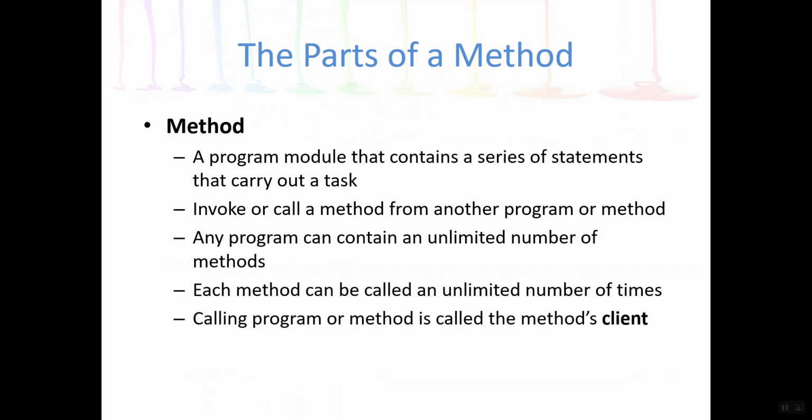And as we've seen before, and we're going to see again, once a method is created, we can call that method from another method, such as main, or another program. We can also call that invoking the method. Now, once you create a method, you can call it as many times as you want. That's actually one of the advantages of modularizing your program, is making your code reusable. A calling program or method is called the method's client. So technically, if main calls housekeeping, main is the client in this case.